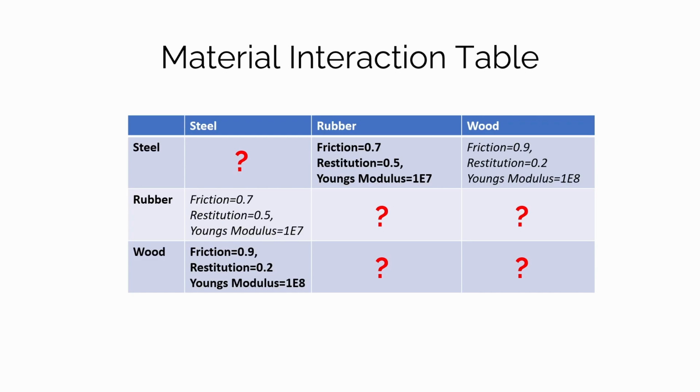So at the end, you will have an interaction table like this, where some of the entries are filled and some are not filled. And when you don't have a value, for example here with steel, a default contact material will be created, but you don't know what friction value that will be used. It's some default value. So if you want to have full control, you have to fill out this table.